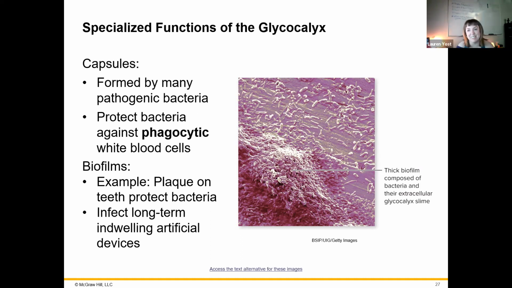So this helps those bacteria evade that situation and protects them from us getting rid of them with our immune system. Then we have biofilms like the plaque on our teeth. They'll build up and stick to one another using those glycocalyx layers. They can also be associated with long-term indwelling artificial devices like a pacemaker or something like that.